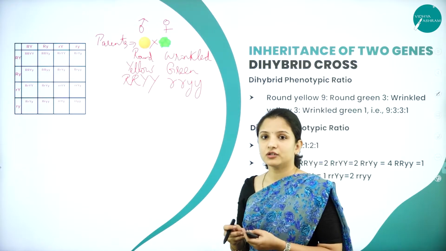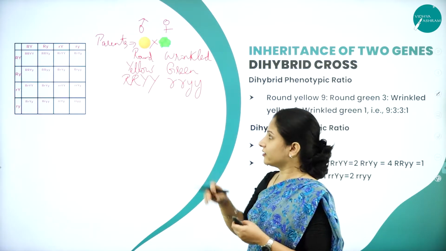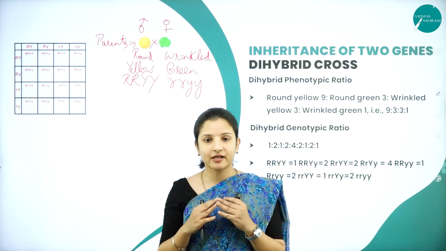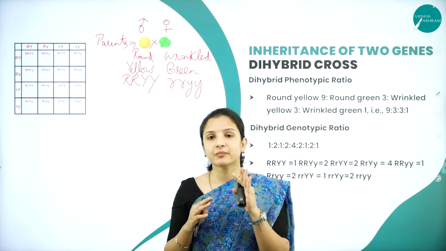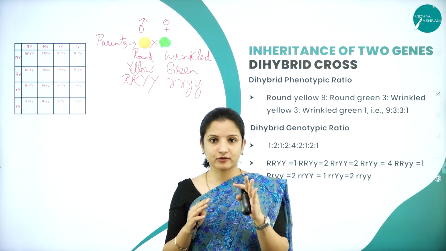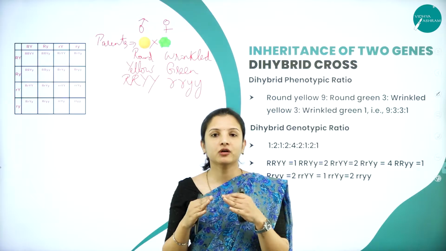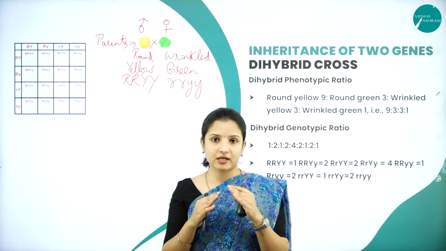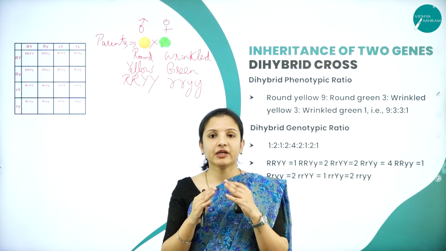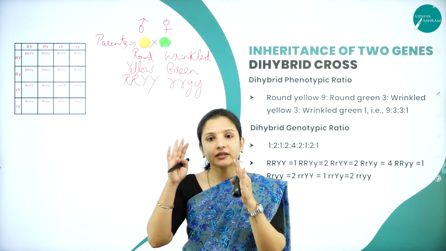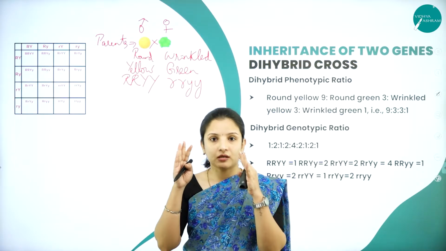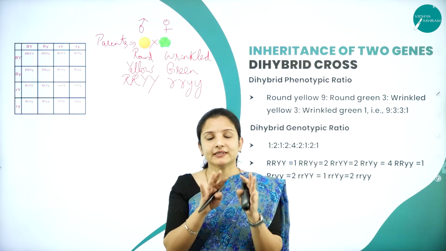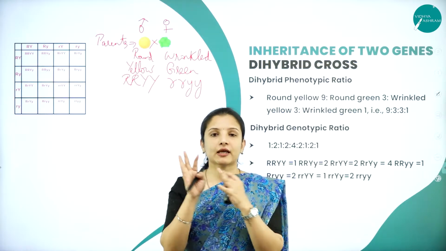So when he made a cross, what are the gametes that are there here now? We will just see. In order to make a cross, the gametes are needed, right? You know that the male gamete is the pollen grain, the microspore, which you have studied in the chapter Sexual Reproduction in Flowering Plants. The male gamete is the pollen grain, and the female gamete is nothing but the ovule, right?